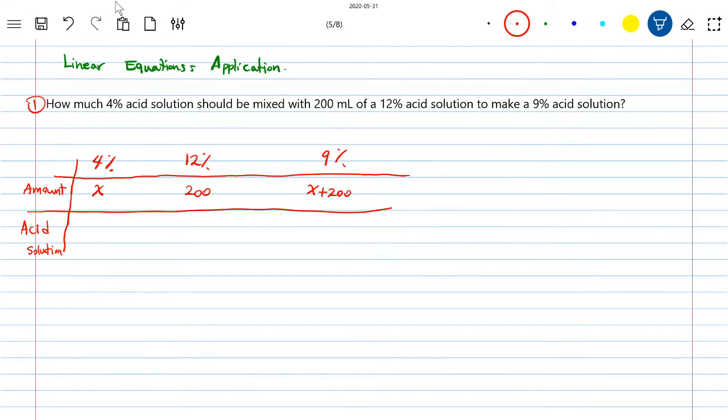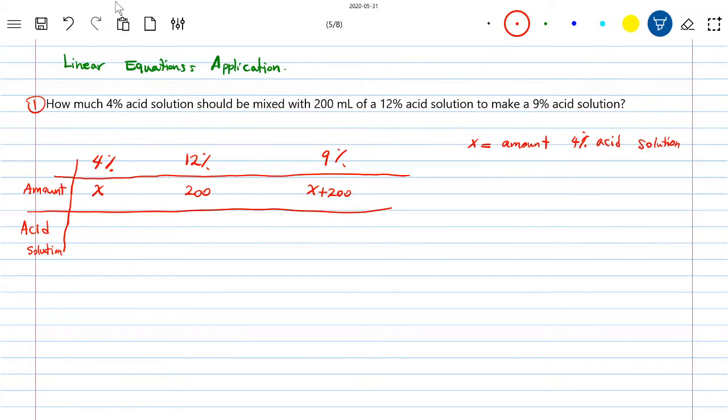How much of 4% acid solution should be mixed with 200 milliliters of 12% acid solution to make a 9% acid solution? So first, find out what is the value that you're looking for. Let's say I'm going to introduce a variable x. I'm going to say x is the amount of 4% acid solution. That's what we're looking for. How many milliliters or liters is this 4% acid solution?